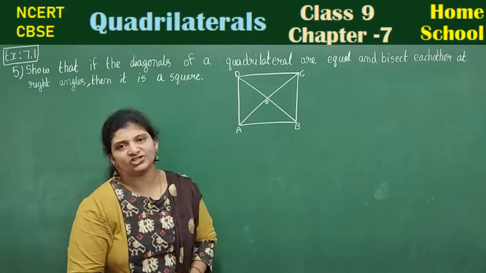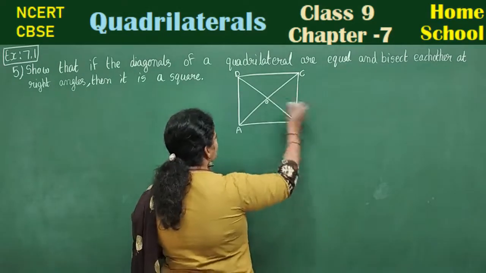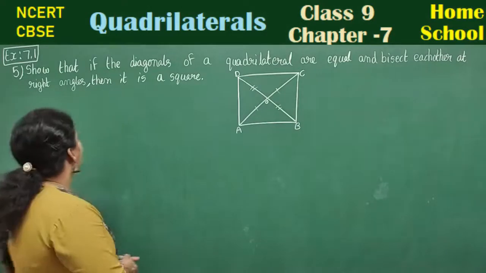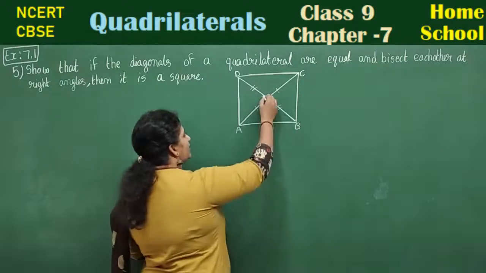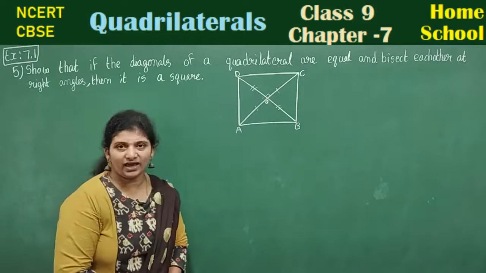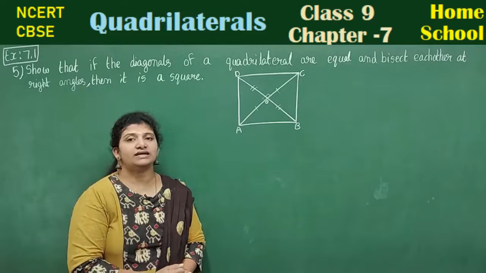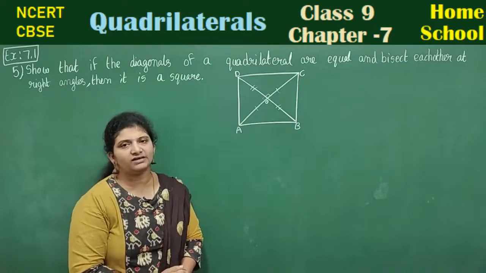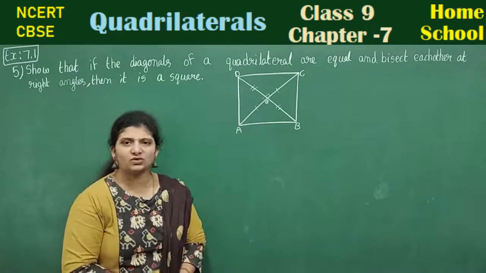And bisect each other. Bisect each other means diagonals AO is equal to OC and BO is equal to OD, at right angles. Okay, these diagonals bisect each other and they are at right angles, then it is a square. What is given here? They have given a quadrilateral. They said that diagonals are equal and they bisect each other at right angles. Then it is a square, means prove that this quadrilateral is a square.